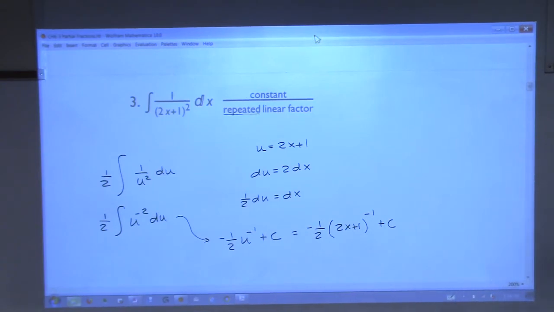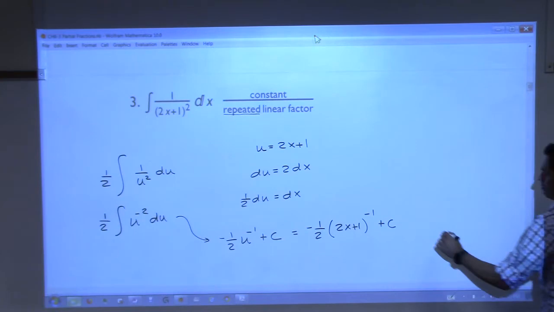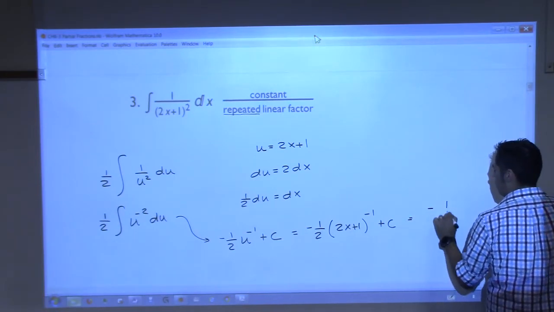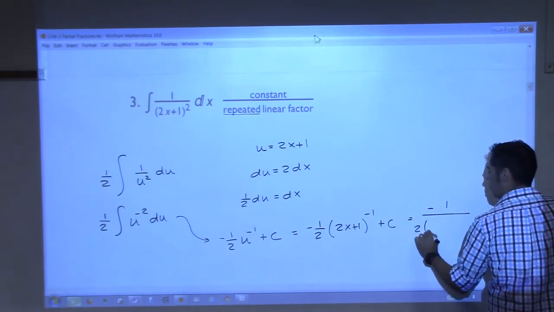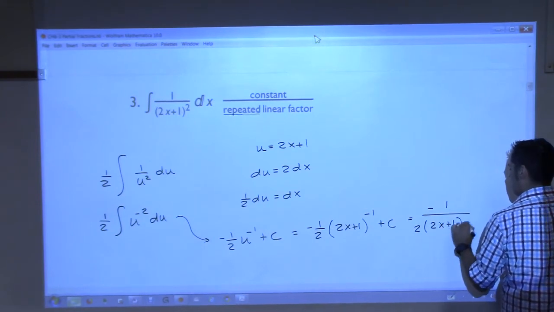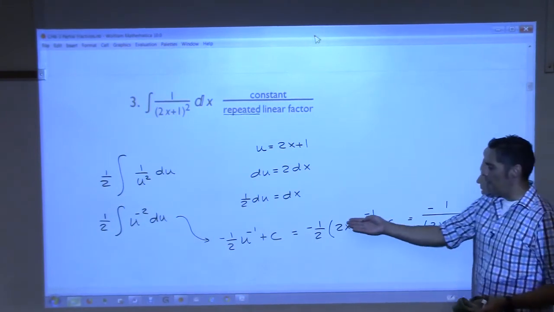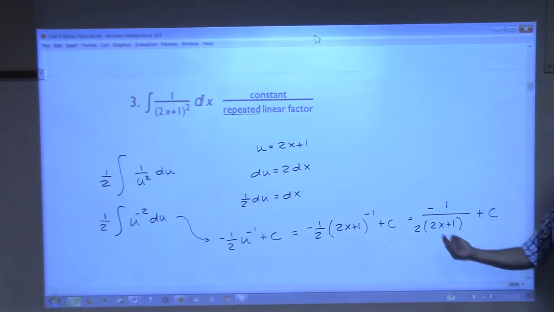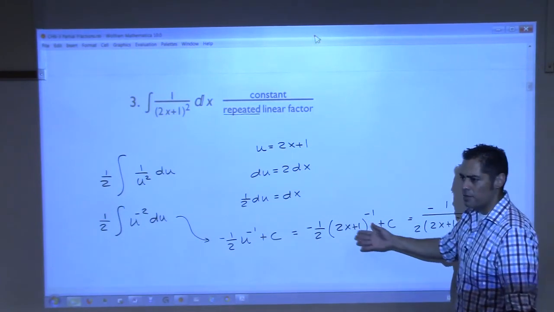You could leave it like that. If you wanted to, you could write it like negative 1 over 2x plus 1, like that. Like you could decide to go ahead and drop that down with the 2. If you wanted, you could pass the 2 through and make it 4x minus 2. It's up to you. Any of these are acceptable answers. All right?